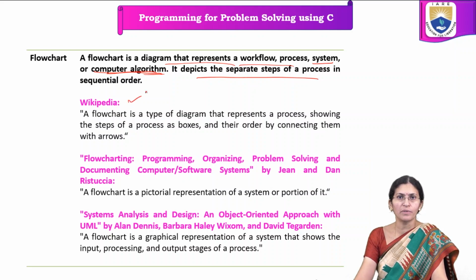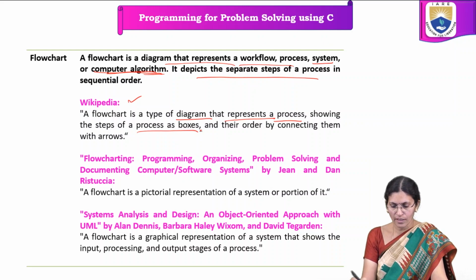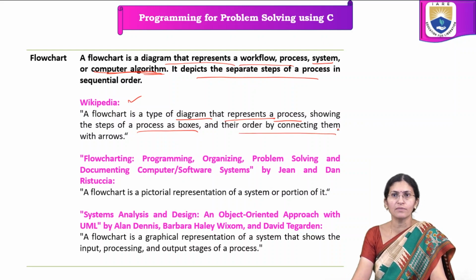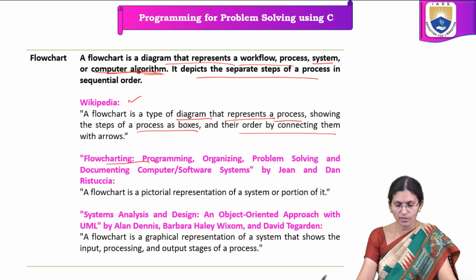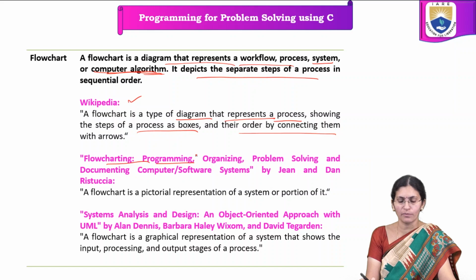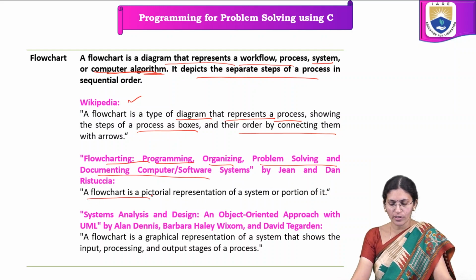According to Wikipedia, a flowchart is a type of diagram which represents a process, showing the steps of the process as boxes and their order by connecting them with arrows. Next, according to the textbook Flowcharting, Programming and Organizing, Problem Solving and Documenting Computer Software Systems by Jean and Dan, a flowchart is a pictorial representation of a system or portion of it.